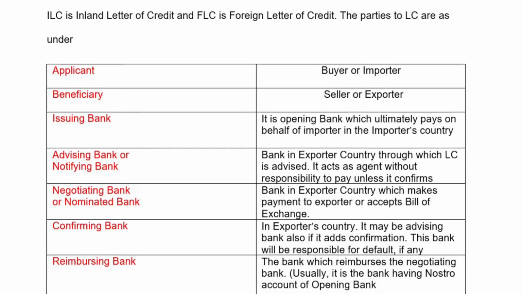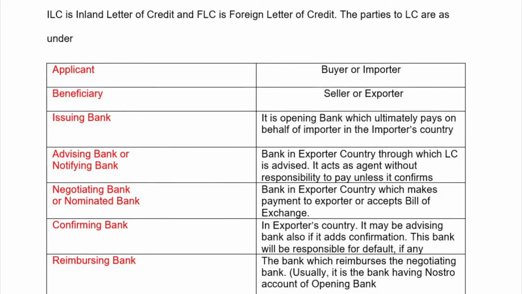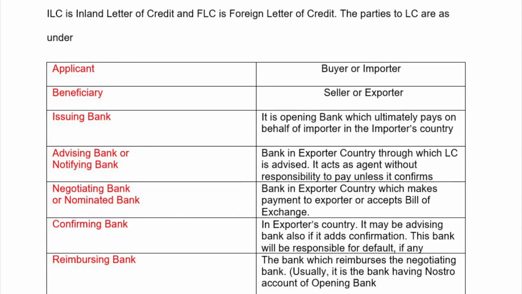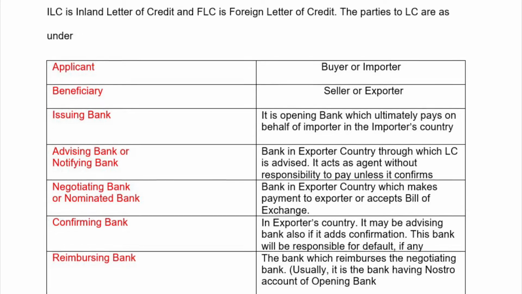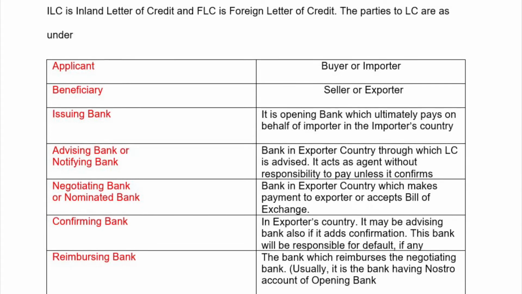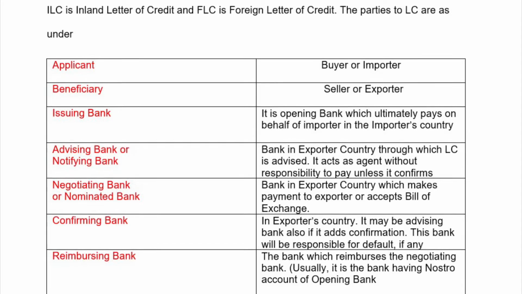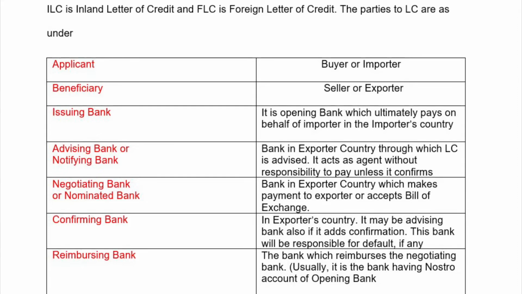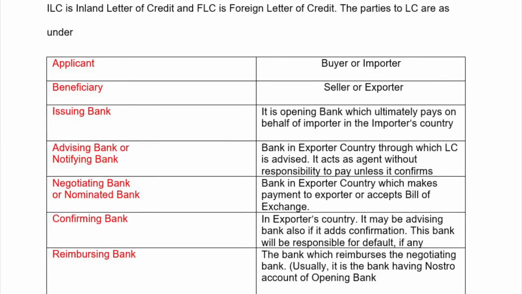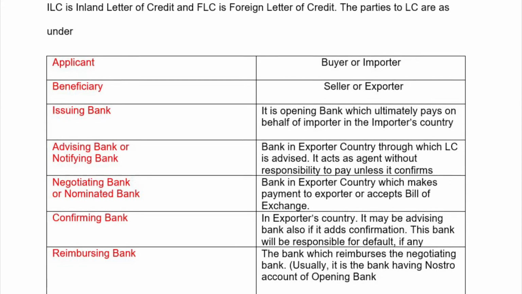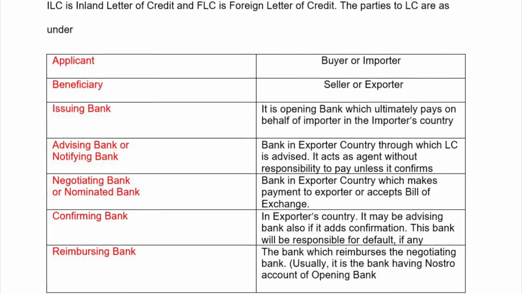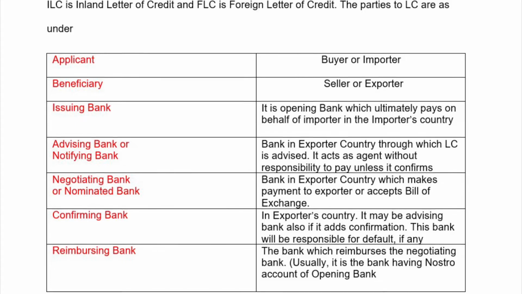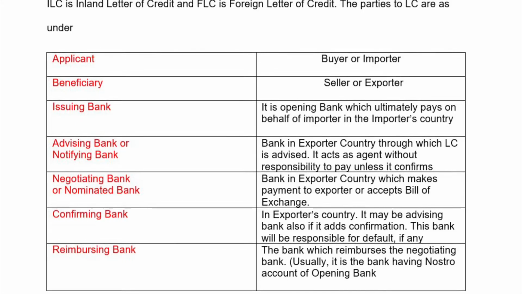The parties involved in the letter of credit: first one, the applicant. Applicant means buyer or importer, as I told earlier. Beneficiary means the seller or exporter. These first two are the parties, buyer and seller. Next one is the issuing bank. The buyer will go to one bank to issue a letter of credit. That bank is called the issuing bank.